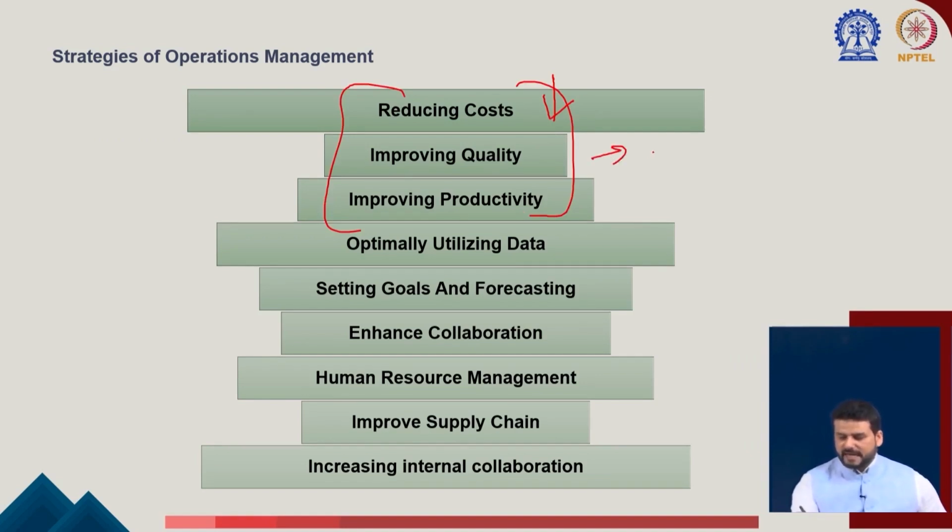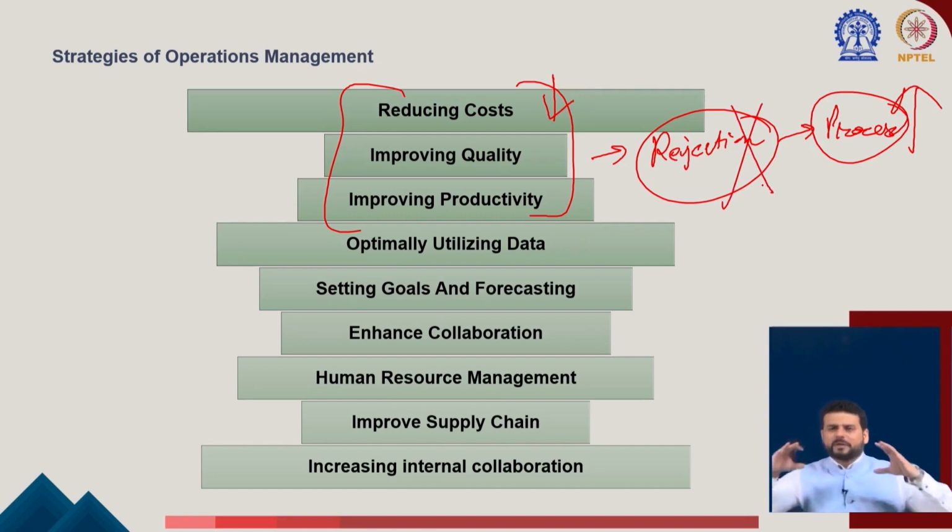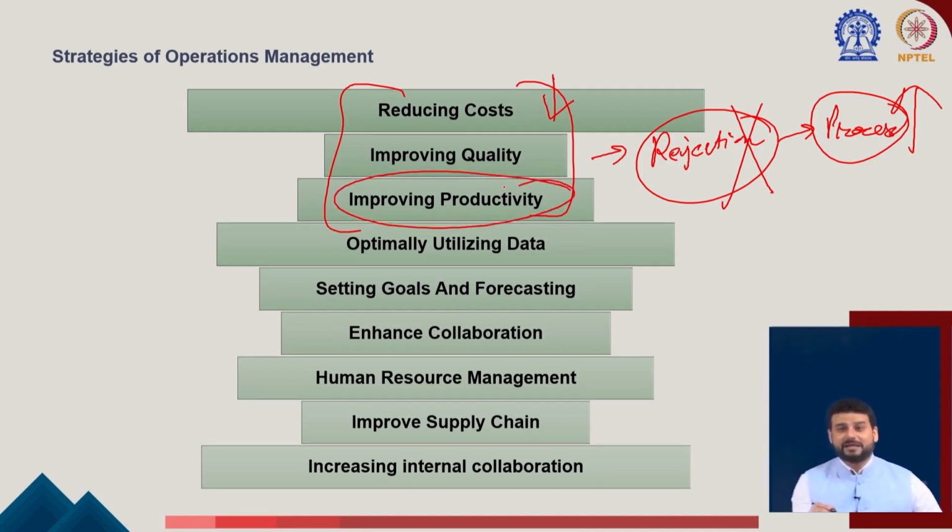Quality: if you are producing fewer rejections, that means you are very efficient with the process. Your process capability is very high. That means you are not producing any rejection. And whenever you are processing the final product, or whatever components you are integrating in that final product, that also ensures the quality, because your process design is of such a kind that it ensures the quality itself. When you are ensuring fewer rejections, obviously productivity will improve.